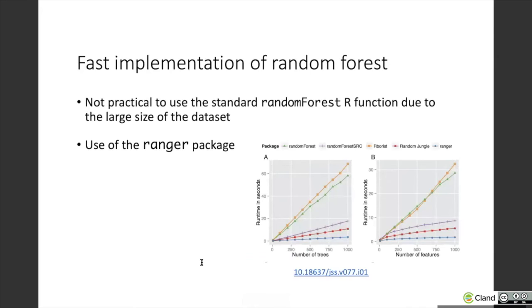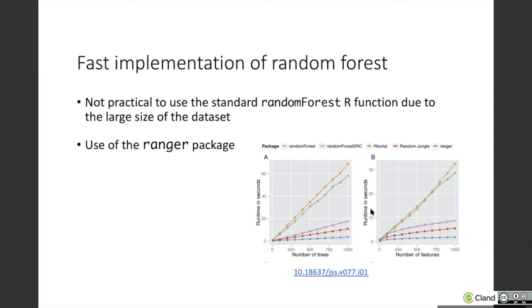And in this paper, the author compares the computation time of the two packages. So here you have the number of trees in graphic A, you have the number of trees on the x-axis and the runtime in seconds on the y-axis. Each curve corresponds to one package. The randomForest package is the curve in green here. So you see the runtime in seconds increases very quickly as a function of the number of trees. Whereas if you use ranger here, you see that the runtime in seconds increases as well as the number of trees, but the increase is much slower.